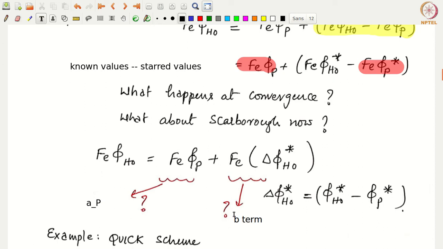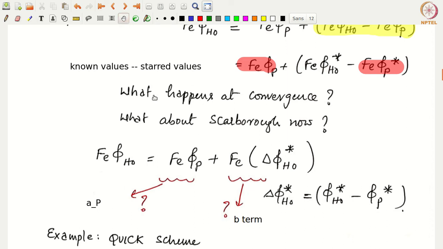As a result, your Scarborough is now satisfied, because it's basically similar to your upwind difference scheme, except that these are going into the source terms. So your Scarborough is now satisfied. As a result, for every outer iteration that you have, your Scarborough is always satisfied and you have no problem. You can implement any higher order scheme in this particular way.